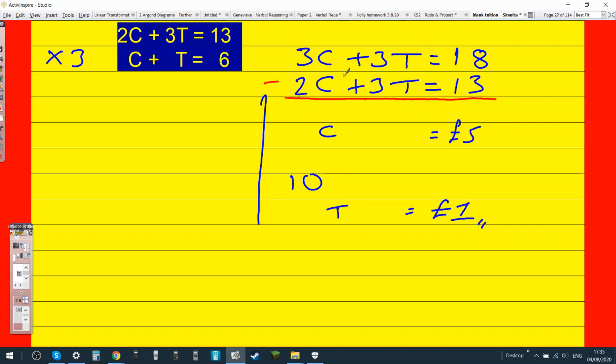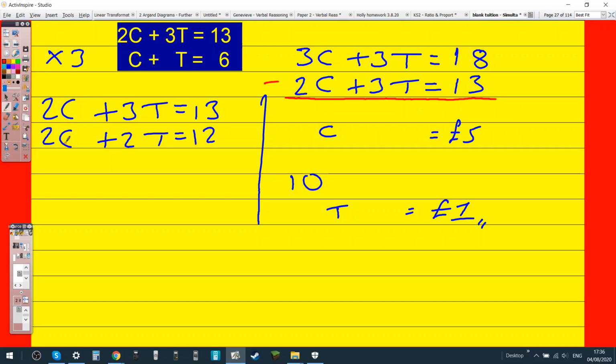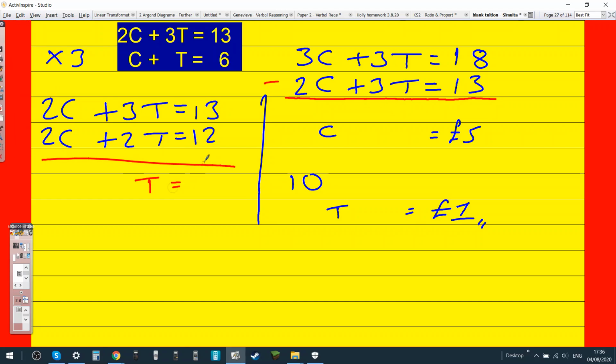And so you made the teas the same, so you eliminated the teas. So you got the coffee first, the tea second. Doesn't matter what order you do them in. If you were to times the bottom one by 2, so let's say 2 coffees, 3 teas, £13. If they doubled the bottom order, 2 coffees and 2 teas, so double the order would be £12. And if we subtracted those, instead of eliminating teas, this eliminates coffees. So 1 tea is 13, take away 12, so £1, so same answer. And then if we sub that back in, 1 coffee plus something, it's like 1 plus something gives us 6, and so coffee is £5.